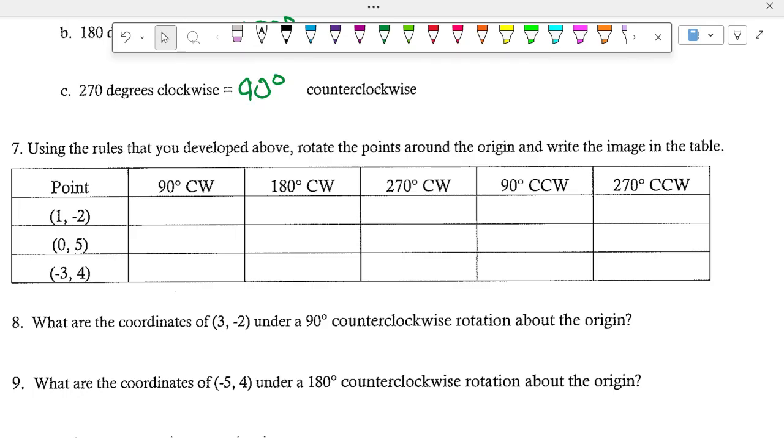All right, so 1, -2, that is in what quadrant originally? Quadrant 4. So look at where quadrant 4 is. If I go 90 degrees clockwise, which would follow the path of the black arrow, what quadrant do I end up in? Quadrant 3. So both signs will be what if they're going in quadrant 3? Negative. And then what do I have to do? Flip x and y. So this will be -2, -1.